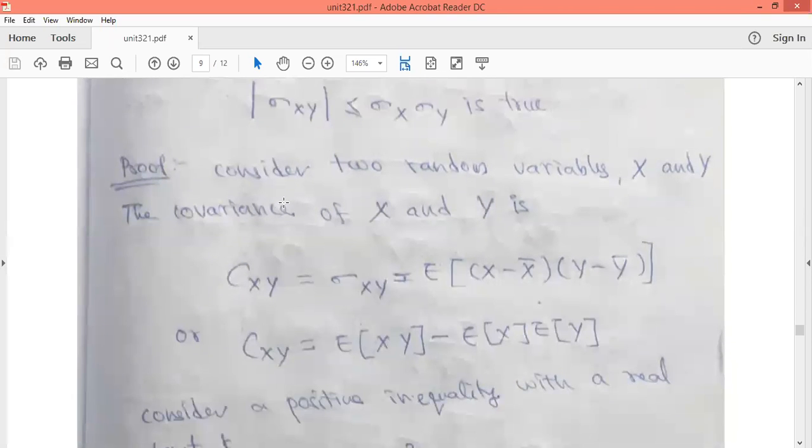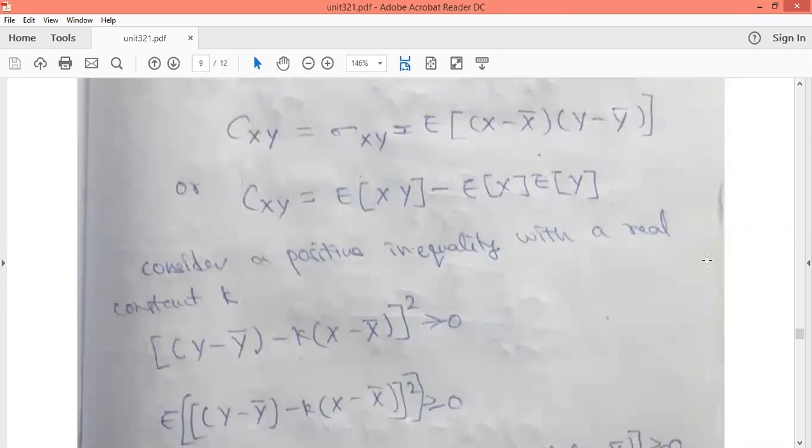Okay, so from this we know that x and y are two random variables. We are writing covariance. What is covariance? Cxy is equal to sigma xy is equal to expected value of (x minus x bar)(y minus y bar). And from the properties of covariance we also know that Cxy is equal to Rxy minus x bar y bar. What is Rxy? Rxy is nothing but the expected value of xy, minus x bar, which is the expectation of x, and y bar, which is the expectation of y. So Cxy can also be written like this.